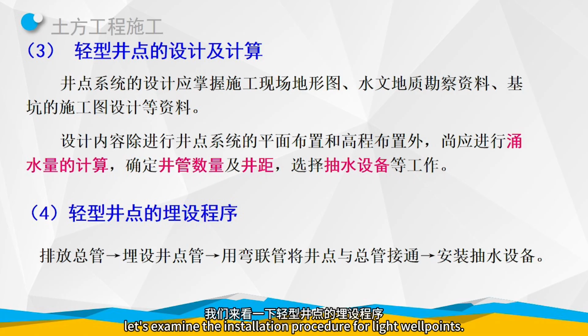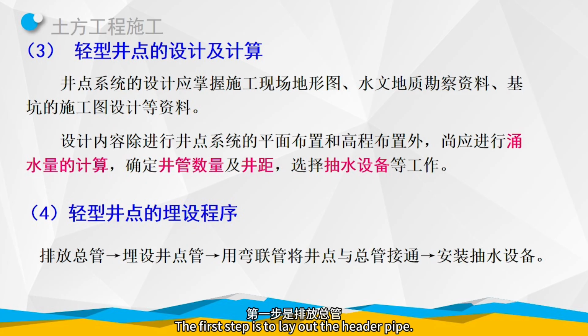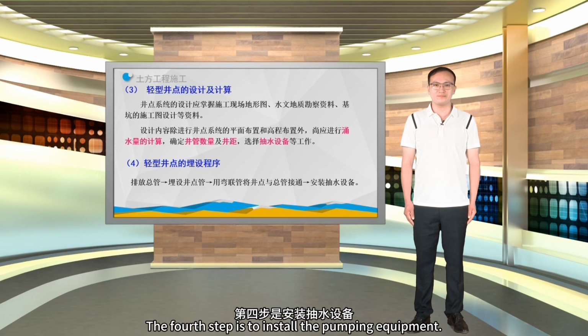Next, let's examine the installation procedure for light well points. The first step is to lay out the header pipe. The second step is to install the well point pipes. The third step is to connect the well points to the header pipe using swing joints. The fourth step is to install the pumping equipment.